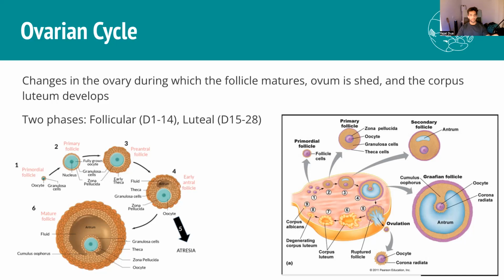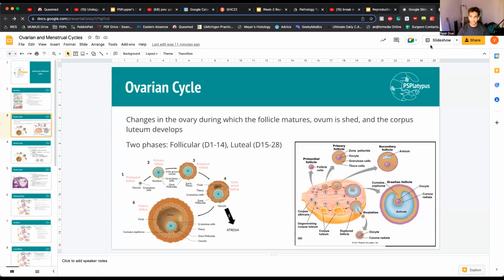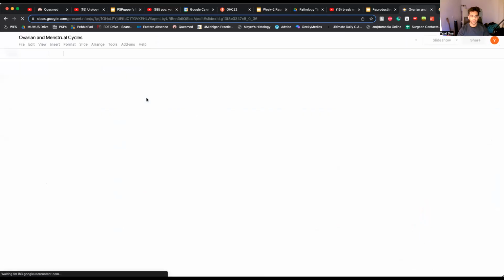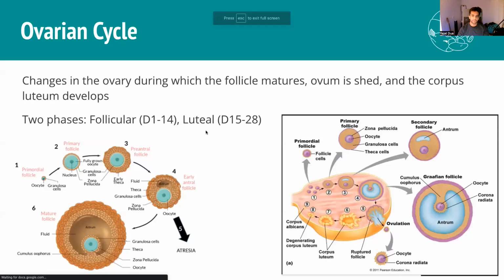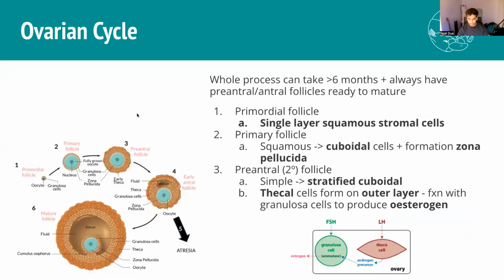So someone has a regular 28-day cycle, they have 14 days follicular phase, 14 days luteal phase. Someone has a 32-day cycle, they'll have a 14-day luteal phase, but an 18-day follicular phase. Someone has a 24-day cycle, still a 14-day luteal phase, and then a 10-day follicular phase. So after ovulation, it'll always be 14 days. The variation comes from the follicular phase.